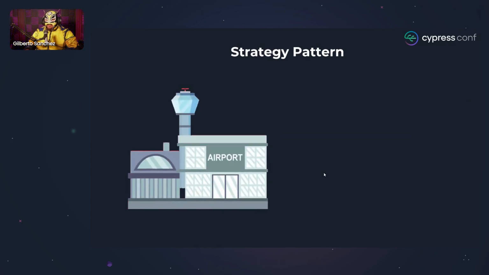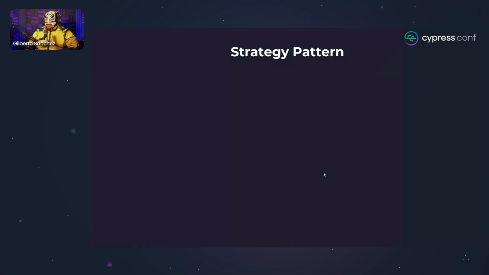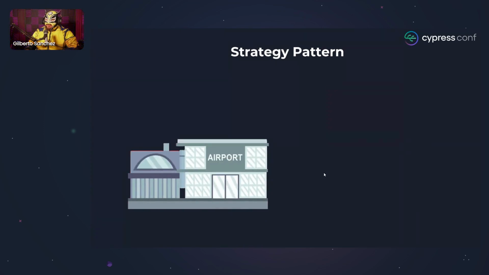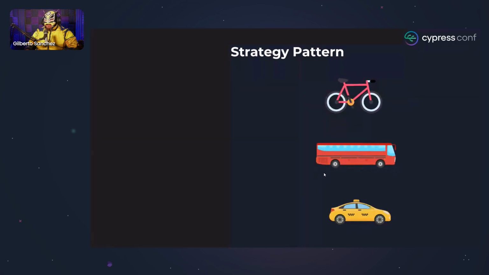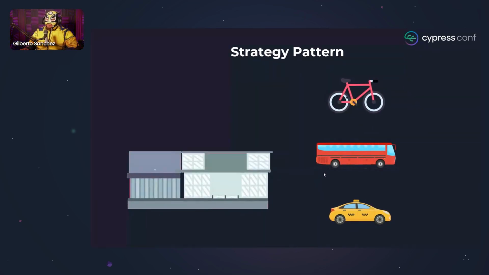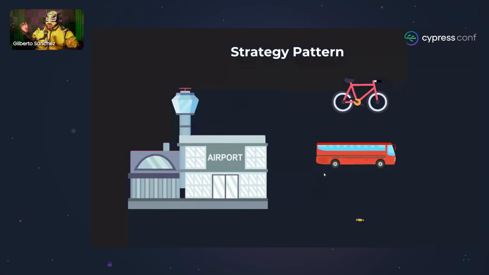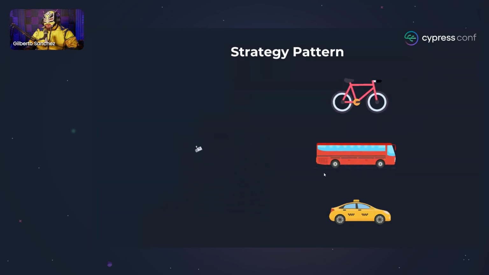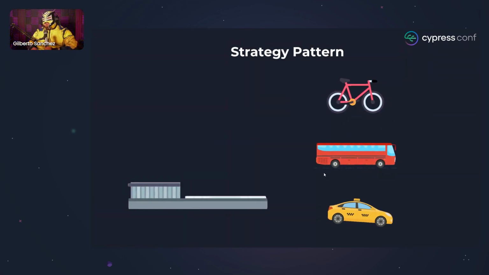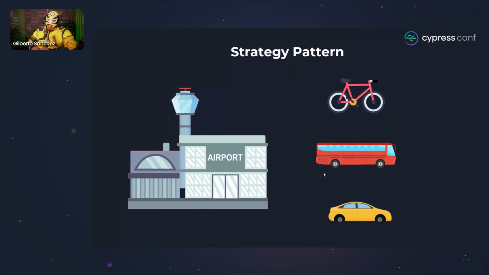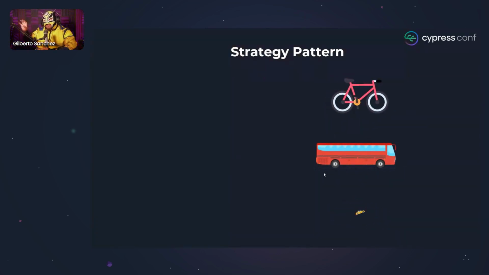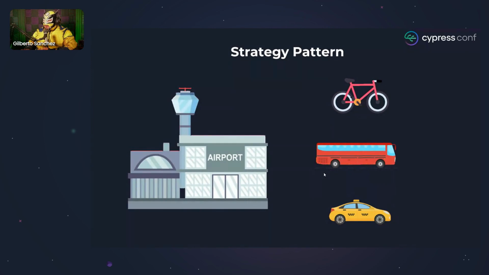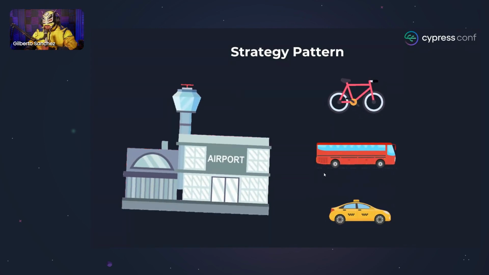The last is the strategy. Imagine that you are at the airport and you want to travel directly to this airport. You have different ways to do it: by bicycle, by bus, by taxi. The strategy means that you are going to select which of these three ways to transport you are going to use, based on the budget that you have and the time that you need to arrive at the airport. So you will select the strategy to travel into the output. This is as simple as it is.